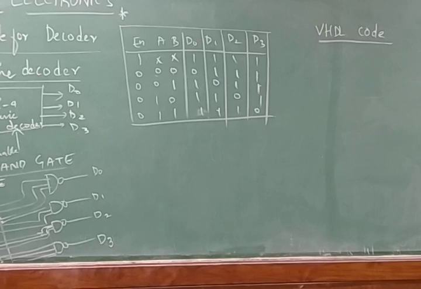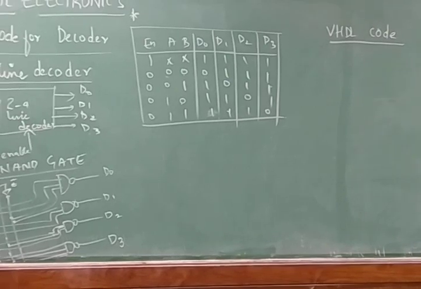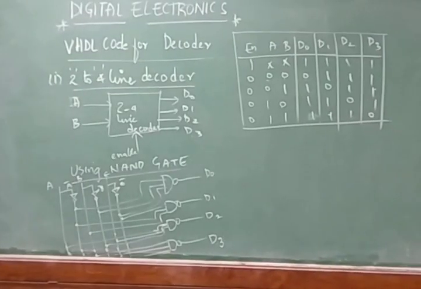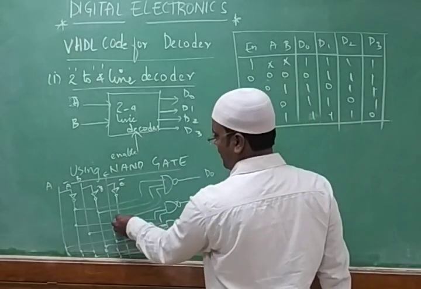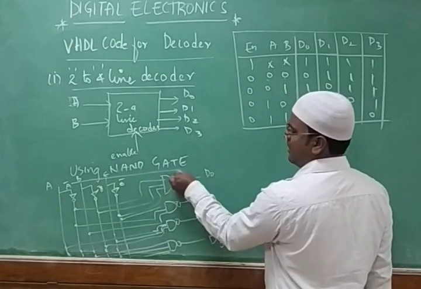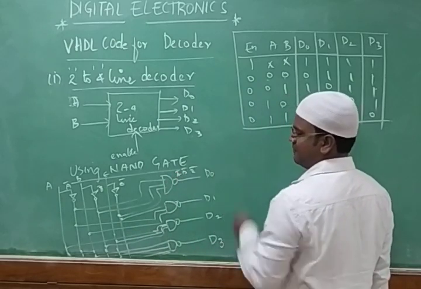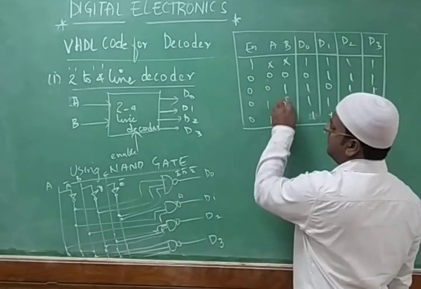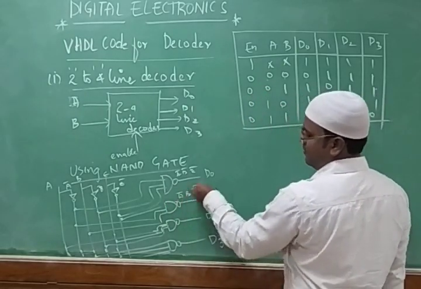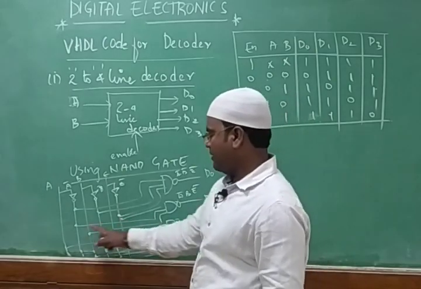So for all conditions enable needs to be 0. In the design also we have to use it as per that particular situation. Wherever enable is there, enable needs to be 0 for all. So this is C, enable is 0. Here what is the output for this? A bar, B bar, enable bar. For this, A bar, B and enable bar. So enable bar, A bar, B.